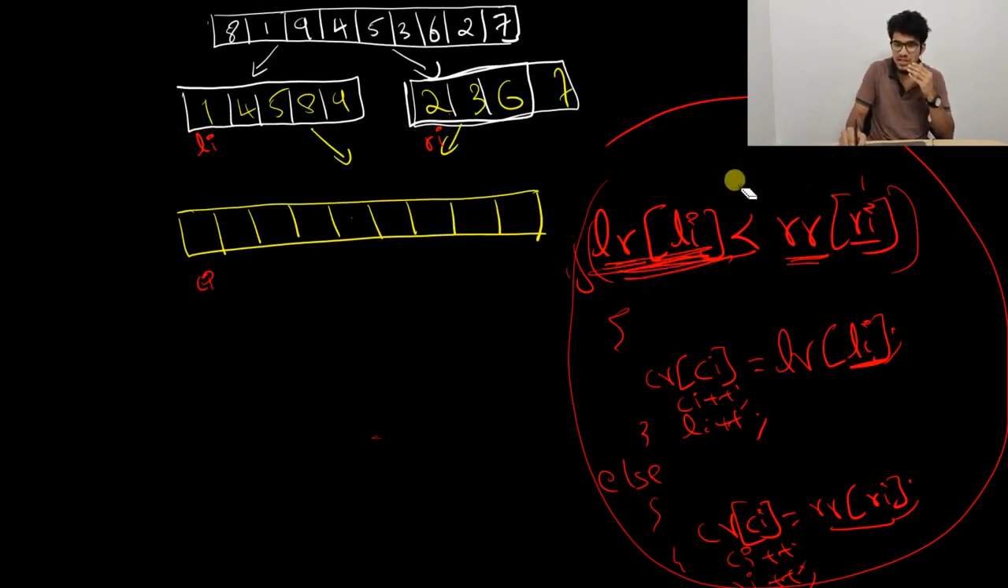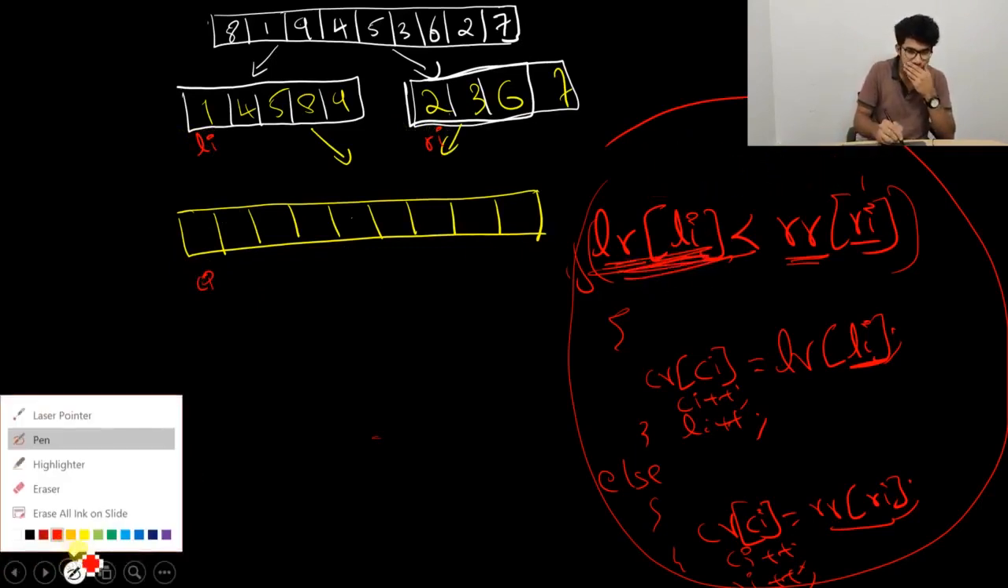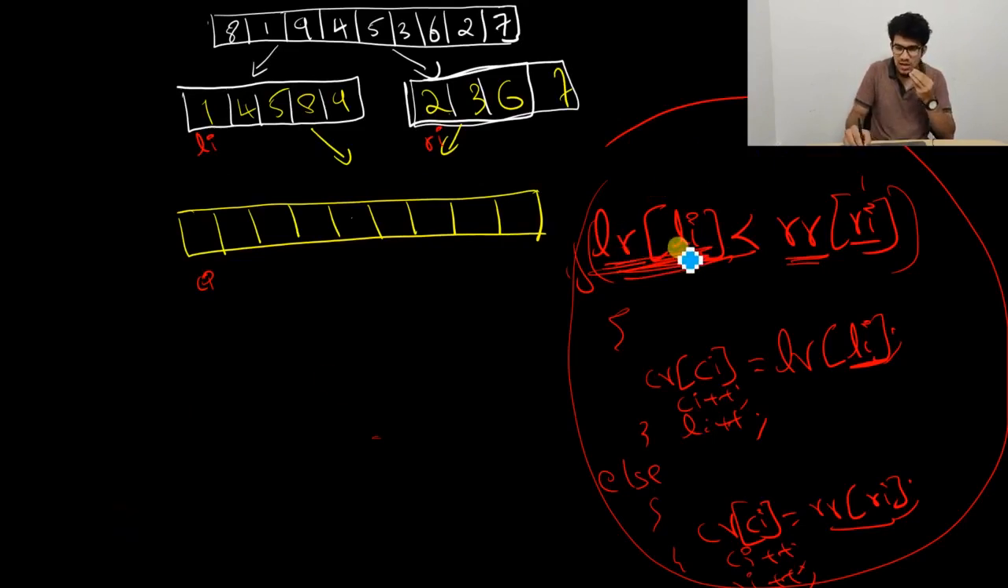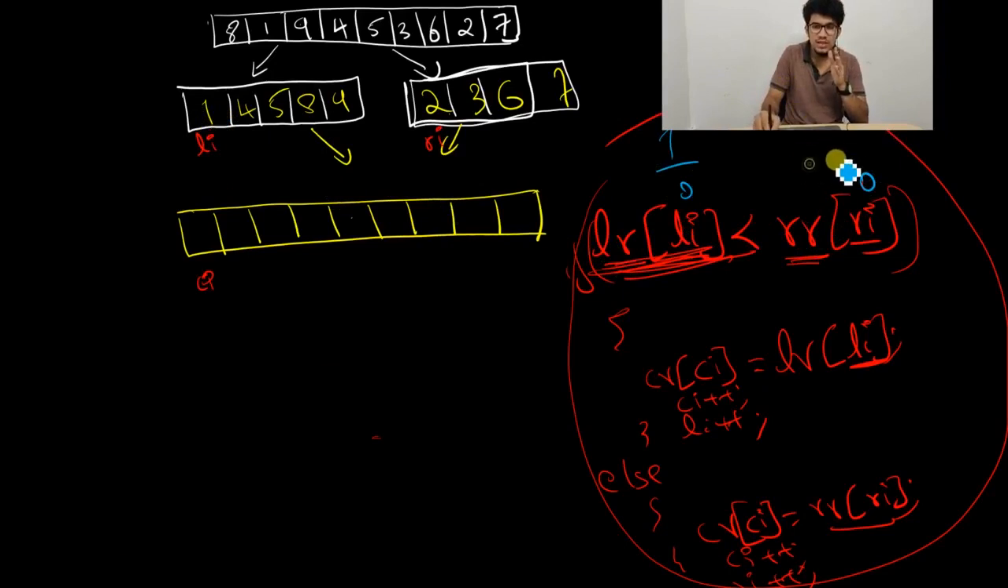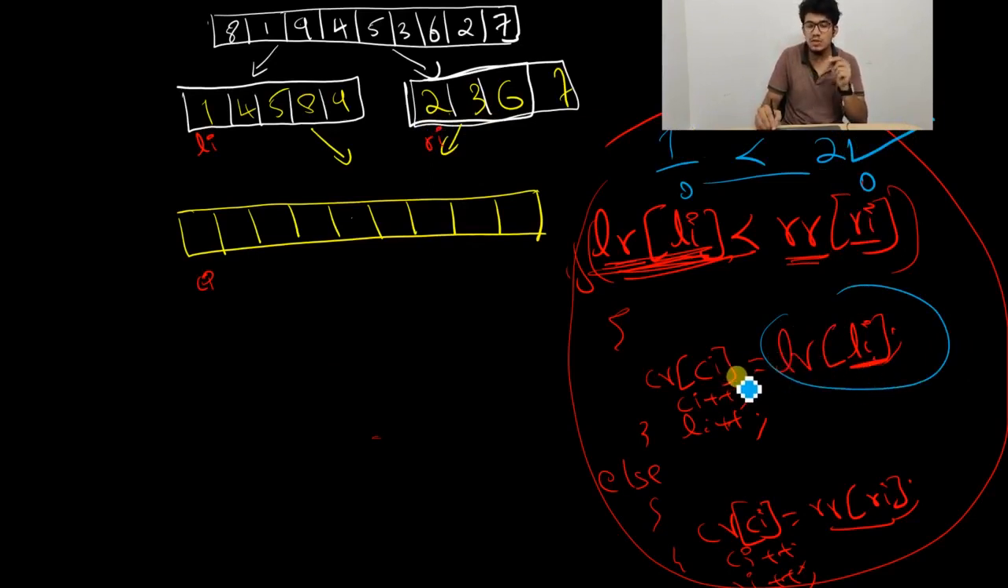Okay, we have to check this condition now. Li value is 0. Agree? Li value is 0. Ri value is 0. What is LR of 0? 1. What is RR of 0? 2. Right? Is 1 smaller than 2? Yes. Yes means LR of Li should be given to CR of Ci.